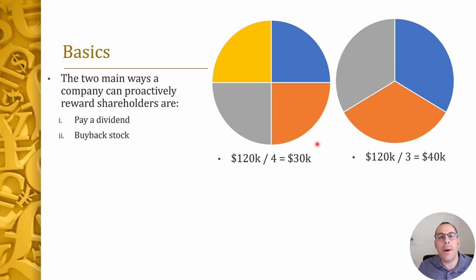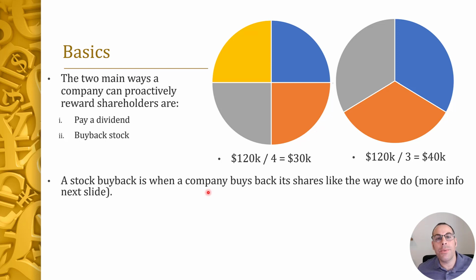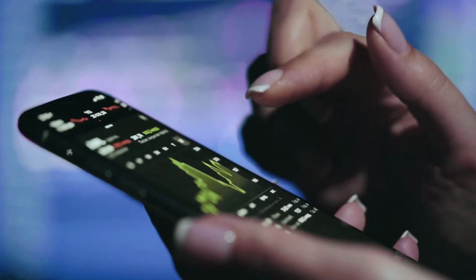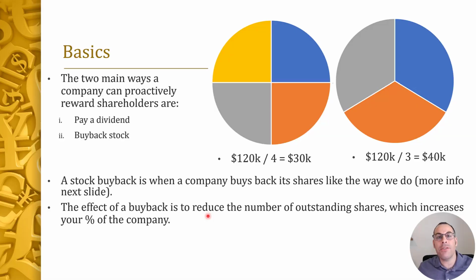But if we were looking at a public company, there may be 1 billion slices. Then the company buys back 10 million shares. So it'll be 1 billion slices minus 10 million. But the idea is the same. You get a bigger piece of the pie. So it's pretty simple. A stock buyback is when a company buys its own shares, the same way we buy shares. And the effect of a buyback is to reduce the shares outstanding, which increases your percent of the company.